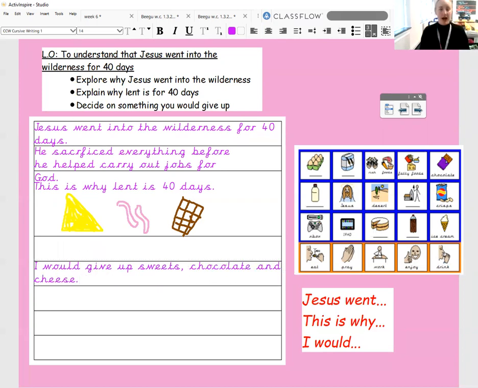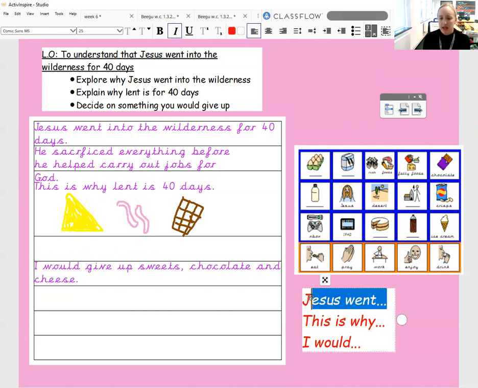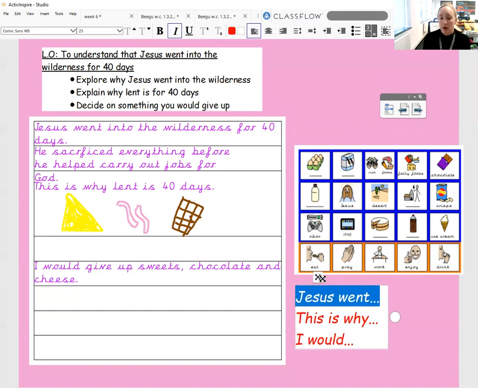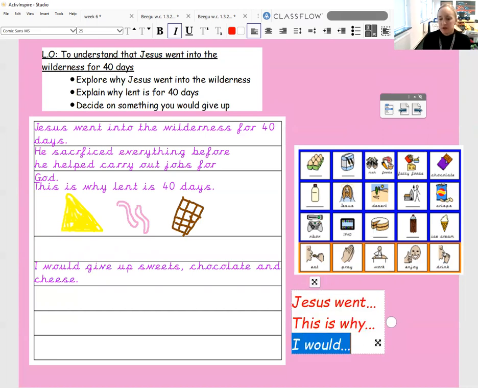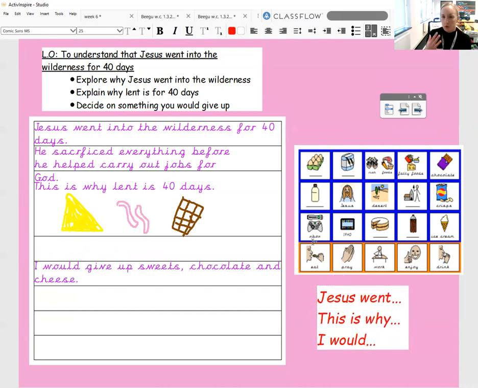Oh, so I want you to have a little think then and explore why Jesus went into the wilderness, okay? So just have a little bit of a recap and thinking time to think about why he went into the wilderness like he did. And then I want you to think about why Lent is for 40 days, okay? So here I've got my sentence starters. So you might want to say, Jesus went, where did he go, and why? And then you can link into here, this is why we do what? And then I want you to use this sentence starter, I would. What would you give up if you had to give up something for Lent?